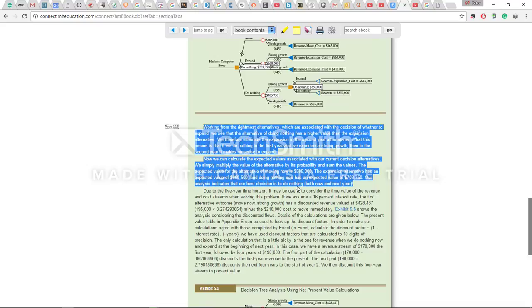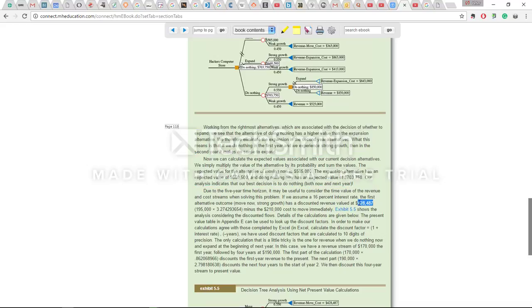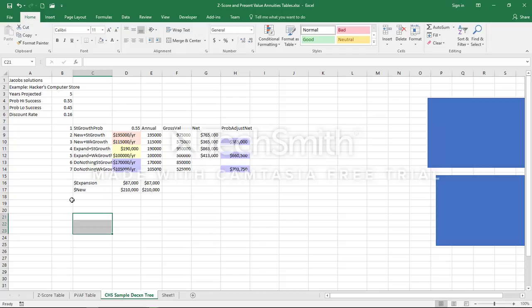The first alternative was the first choice we had, was moving. So they're saying move now and you encounter strong growth. And all of a sudden they throw you this, it has a discounted revenue value of 428, okay? Let's work that out, okay? I want to bring in the concept that we talked about in Chapter 3, the base case financial analysis, okay? And that's the other place where we saw discount values being used here.